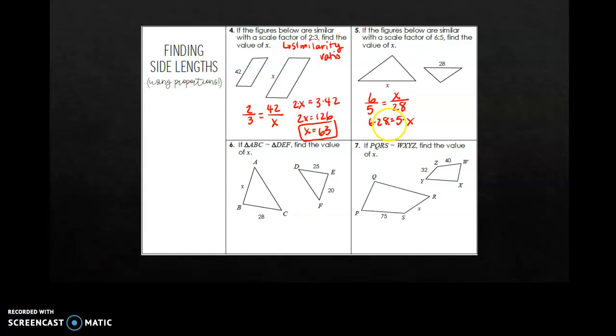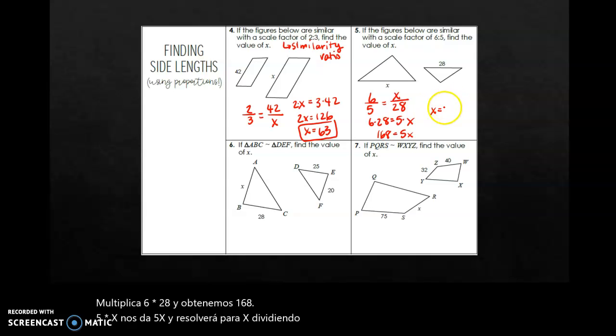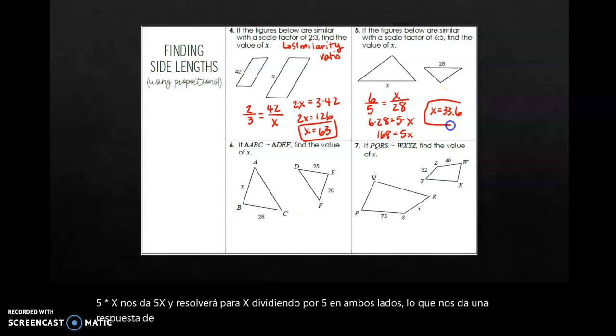Okay, so to solve this, remember, we just need to multiply 6 times 28, and we get 168. 5 times x gives us 5x, and we'll solve for x by dividing by 5 on both sides, which gives us an answer of 33.6 in this case. So this missing side length right here is 33.6.